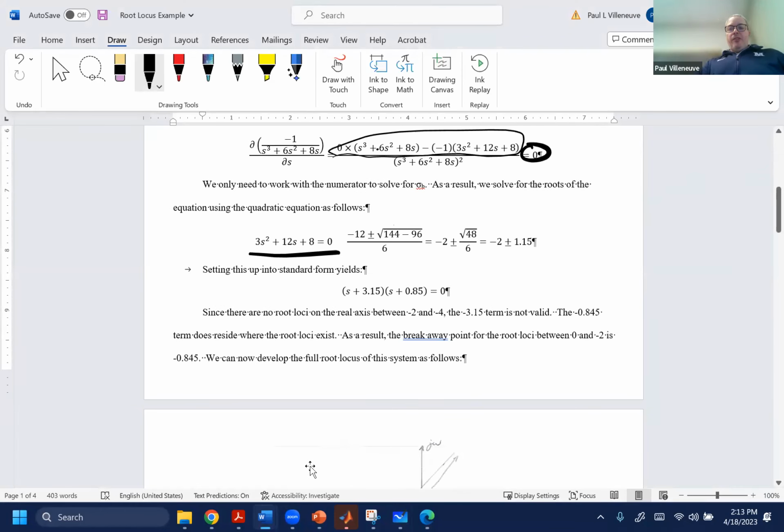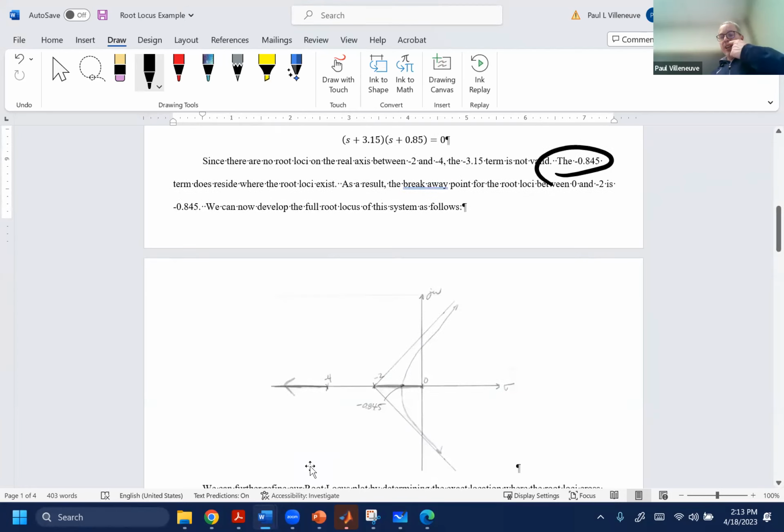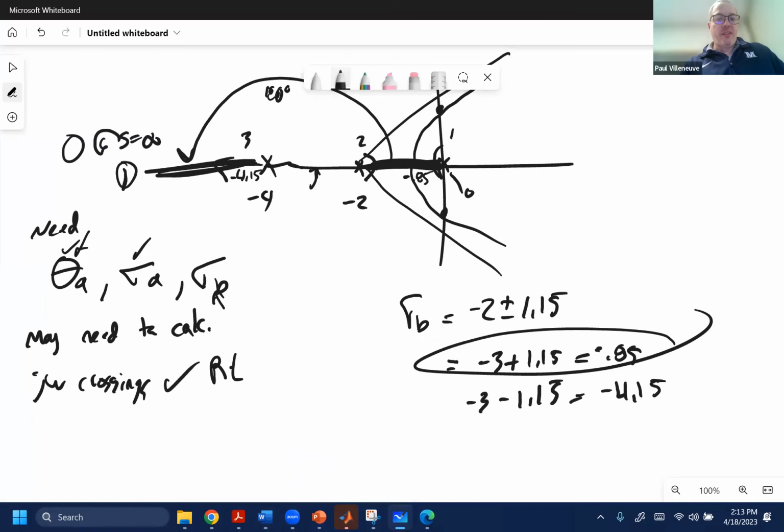So there's the roots, and I guess I got a little more refined. -0.845 is our final answer. So there's the general shape of what it looks like. Now I want to figure out these two points, which means I need to do the Routh-Hurwitz approach. I think I said root locus. I meant to say Routh-Hurwitz.